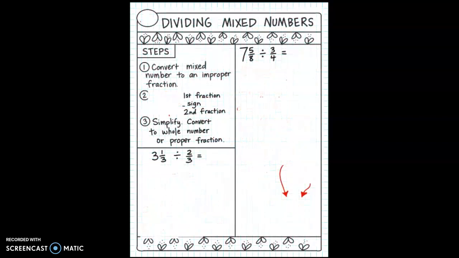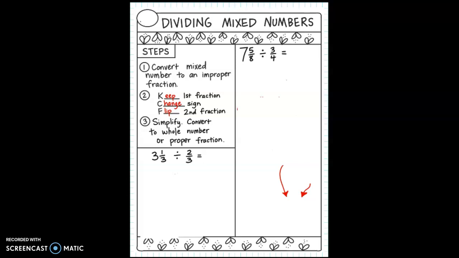Dividing mixed numbers is pretty much the same as dividing fractions. We just add one more step. We're still going to do our keep, change, flip, but before we can, we have to convert our mixed number to an improper fraction. Then keep, change, flip, and then simplify.